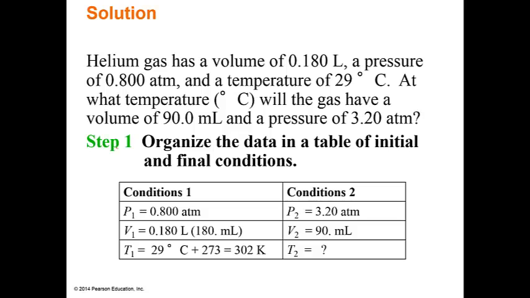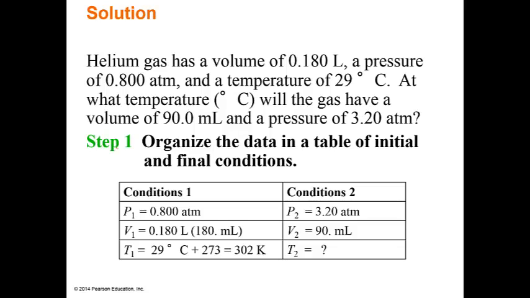Okay, first thing we do, got to organize the data. Our P1 is the 0.8 atmospheres. Our V1 is the 0.18 liters, and the temperature is 29 degrees Celsius plus that 273 Kelvin, giving us 302 Kelvin. We're going to 3.2 atmospheres and 90 milliliters of volume, and then we're looking at temperature, all right?